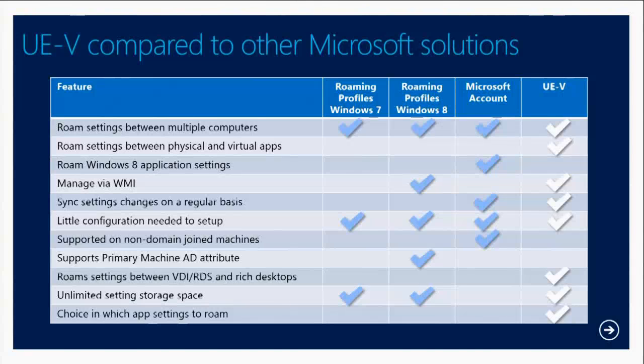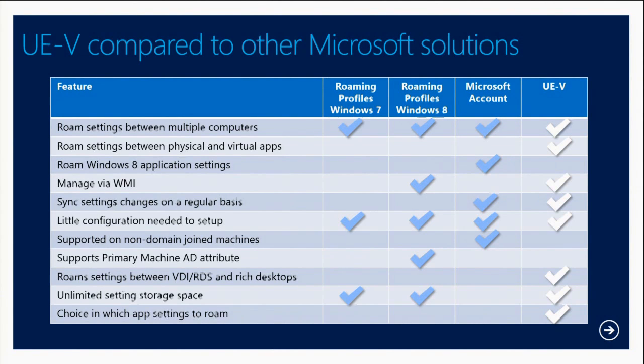Now, when you're talking about UEV compared to other solutions inside of Microsoft, you can see we compare very favorably. But this chart is not about UEV having the most checkboxes. That's always nice, but it's about you understanding what is the right solution for you. And this helps you understand UEV's strengths. Now, the one piece that's new this morning, that I didn't even have time to update since we just announced this morning, was roaming Windows 8 application settings. That's new in the beta that we provided today.